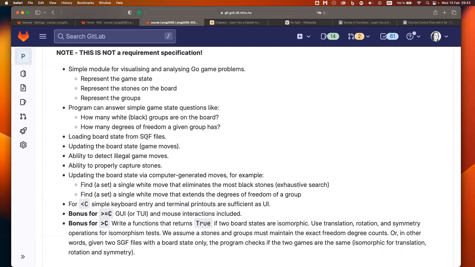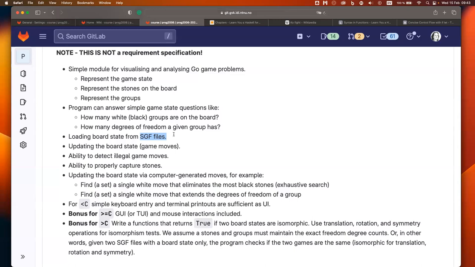For the SGF, we're making the restriction that we don't deal with the full SGF specification. We only deal with the SGF specification for the initial state of the board. The initial state is reasonably simple to parse because it is basically B or W, black or white, with the coordinates of where the stones are. You just have a list of all the black and white stones on the board, and you may assume they are legal positions.